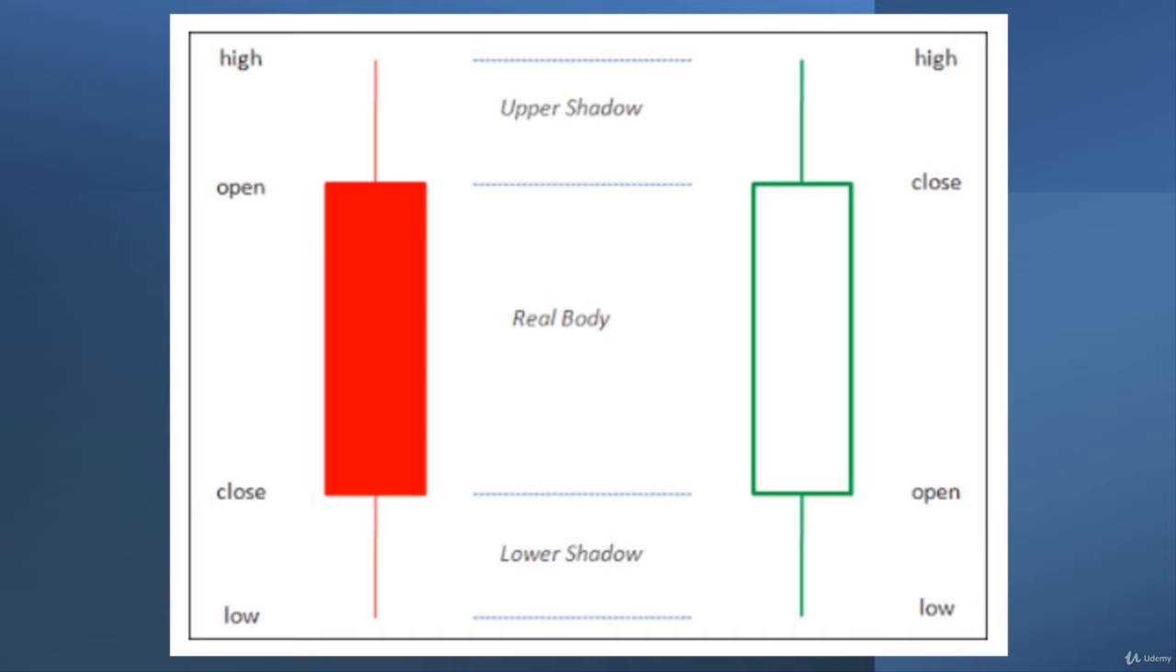Now the body itself tells you something. So the one on the left, you can see at the very top of the rectangle, at the top of the body, that's the opening price. So that horizontal line would represent what the price was at the opening of the trading day. At the bottom of the rectangle on this one, it would show you the closing price at the end of the day. What is the closing price?